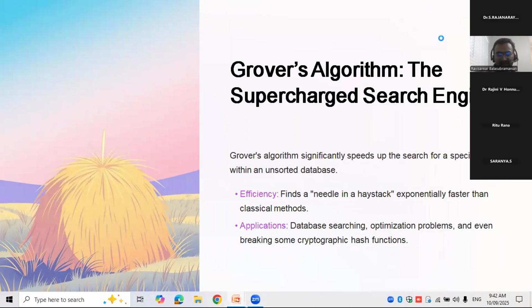Let's see another example. For example, you lost a ring in the beach sand, and the beach is crowded. You want to find the ring on the beach. The beach is very big and also crowded. How will you find it? In this kind of problem, quantum can help. For the search, the Grover algorithm is really helpful for this kind of complex problem. The applications are database searching, optimization problems, and even breaking some cryptographic hash functions.